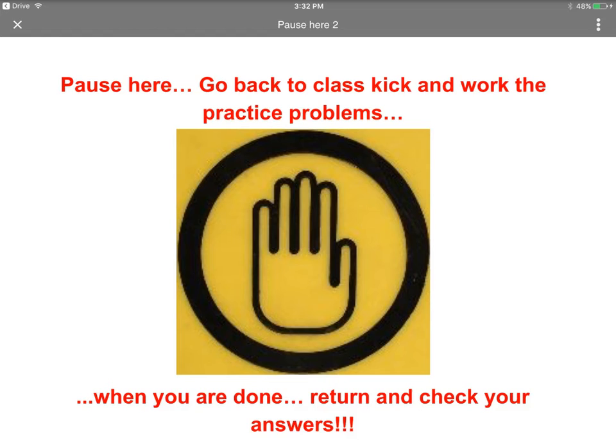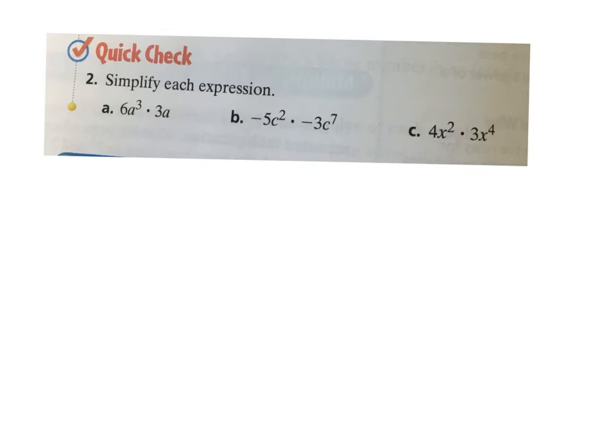Go ahead and pause, head into class kick, and work a few. Come back and check them. Alrighty, so on this first one here, again, multiply the coefficients. 6 times 3, right, is 18. a cubed times a to the 1st is a to the 4th.